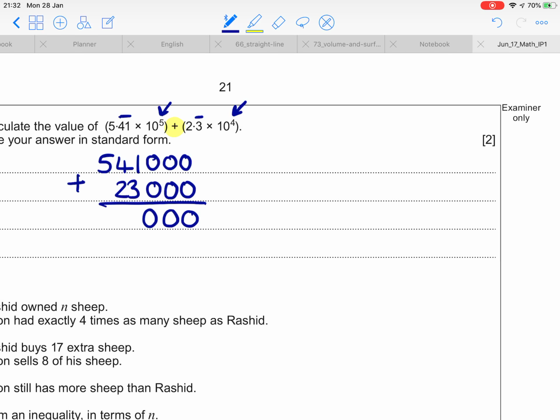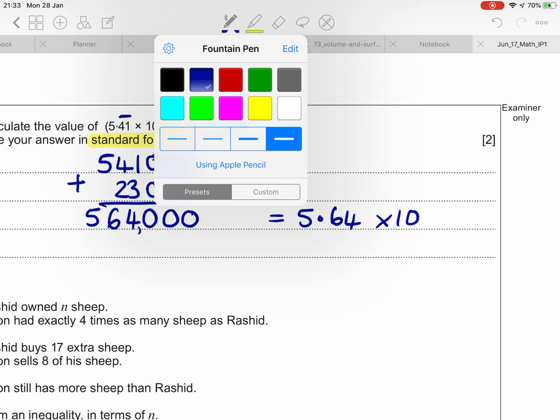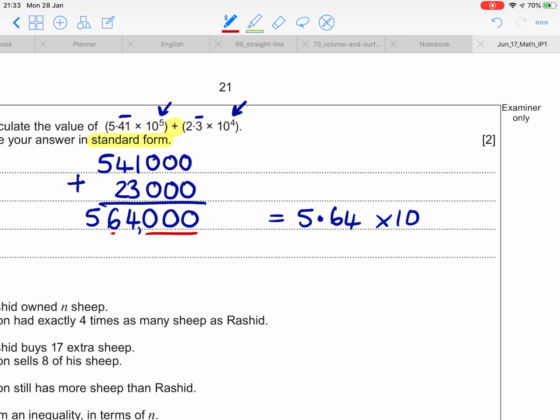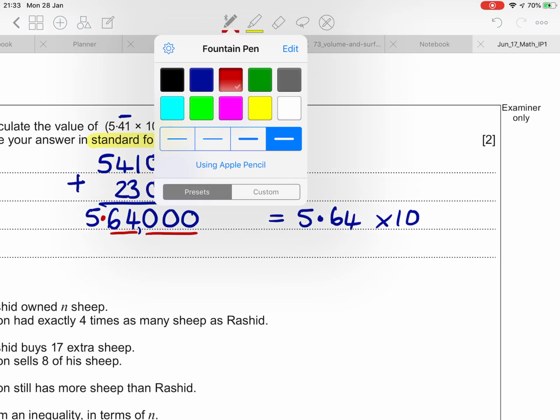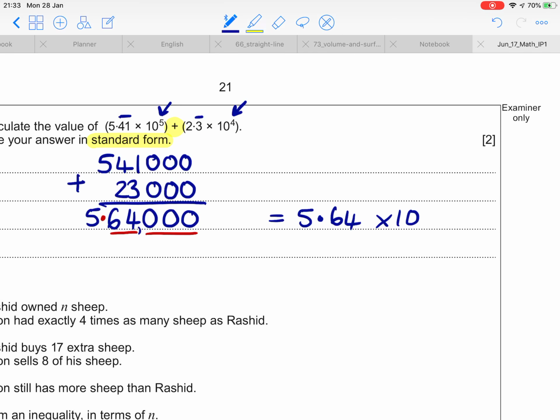0 plus 0, 1 plus 3, 4 plus 2, 5. So in ordinary form, those pair of numbers adds up to 564,000. Putting that back in standard form as the question asked, 5.64 times 10. I need to clear these 3 zeros and those 2 decimal places to put the decimal point in where I want it between the 5 and the 6. So that's 1, 2, 3, 4, 5, power of 5.